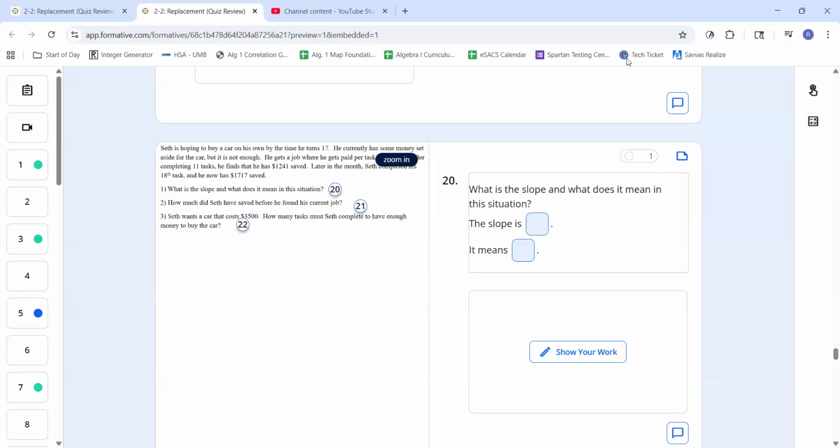Okay. So let's take a look at it here. The two things I gave you was after 11 tasks, which is x for this problem, he had $1,241 saved. After his 18th task, he had $1,717. All right. So we did this in the last video. They're just different numbers, and these numbers have context. So it's y2 minus y1 over x2 minus x1.